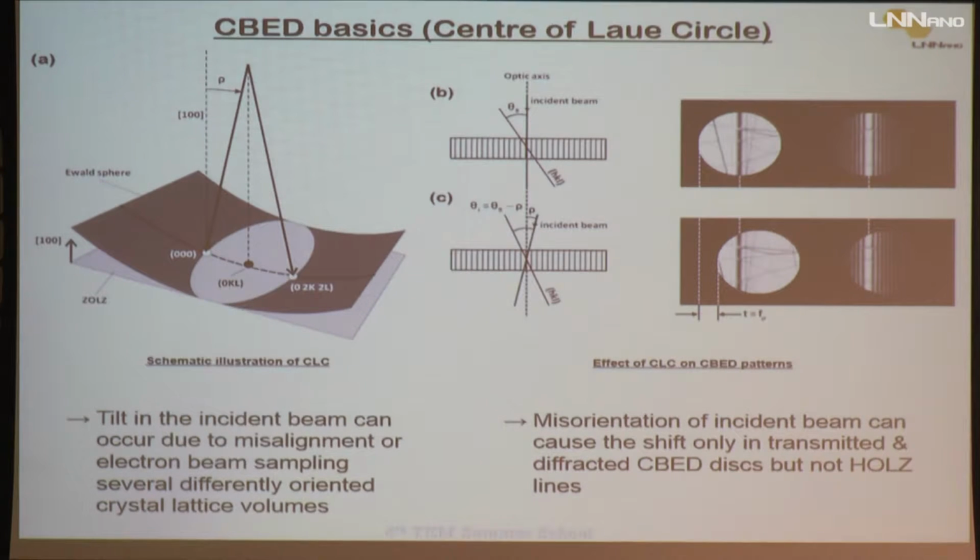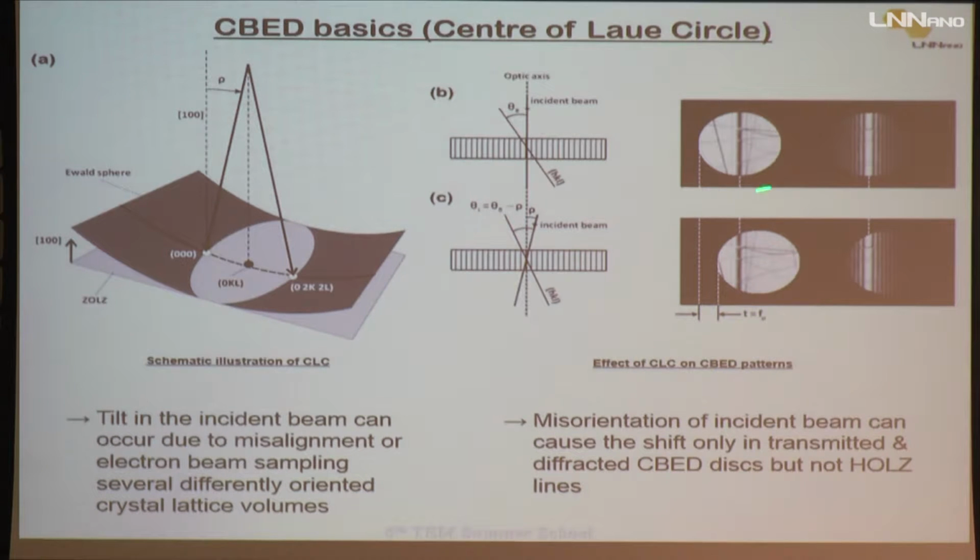Next important part I want to mention is CLC, the center of Laue circle. When you're working in the TEM, due to some misalignment, or if you want to establish diffraction contrast imaging, for whatever reason, the incident beam may not always be very parallel to the optic axis. There may be a little bit of tilt. In that case, if there is any tilt, the CBED disks also will be moved.